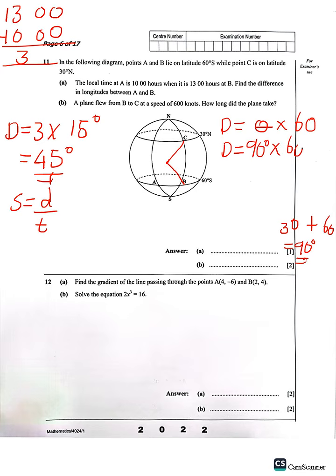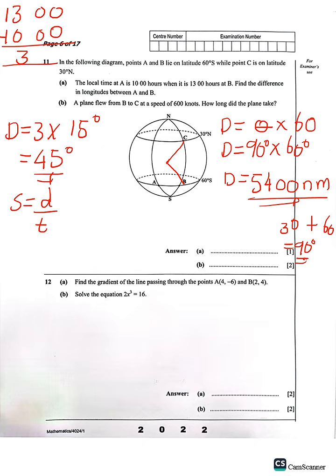90 times 60. So we'll just say 9 times 6. 9 times 3 is 27, 27 plus 27 is 54. So 9 times 6 is 54. Then we add these two zeros. So this is our distance in nautical miles. So we can now proceed.